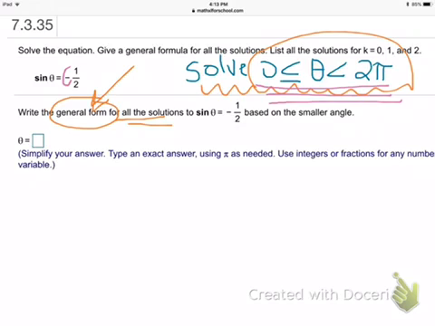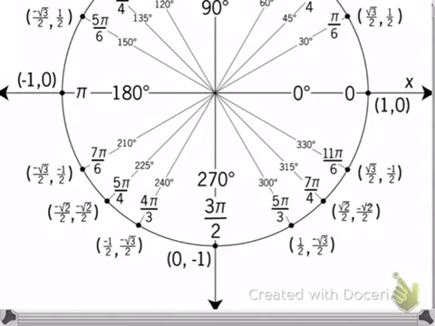So here sine is negative 1/2. Sine is associated with a y value, so I'm going to look for y equal to negative 1/2. And it says it's based upon the smaller angle. So y is negative 1/2 here. Sine is negative 1/2 here. The smaller angle is 7 pi over 6. So I'm not going to consider this one at all.